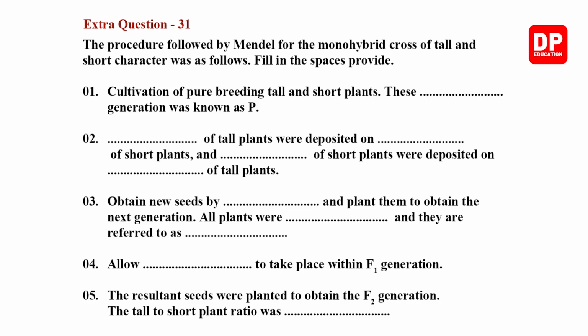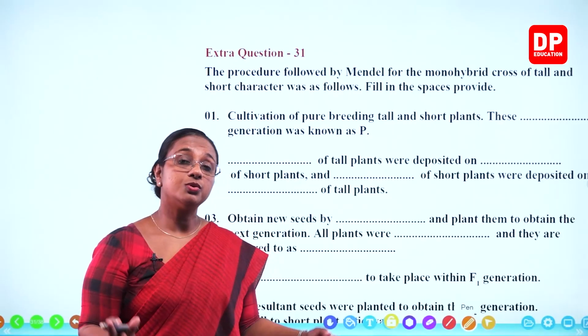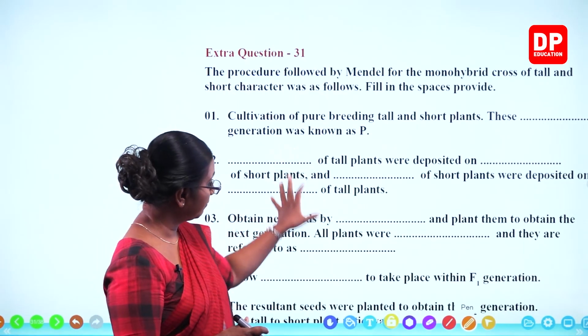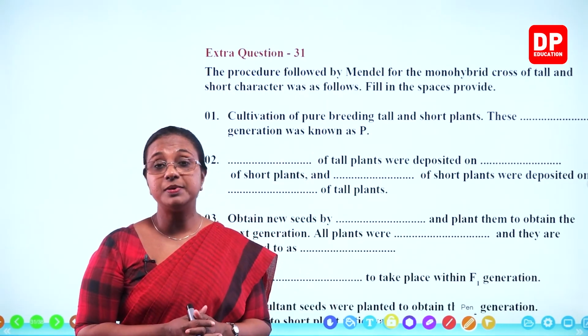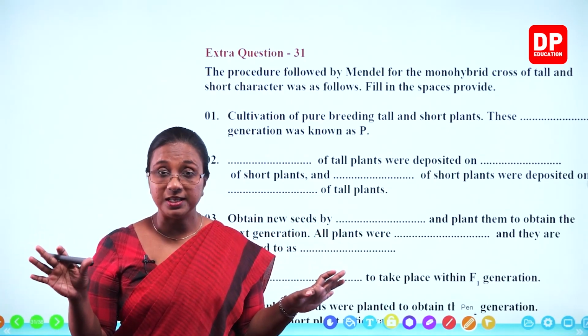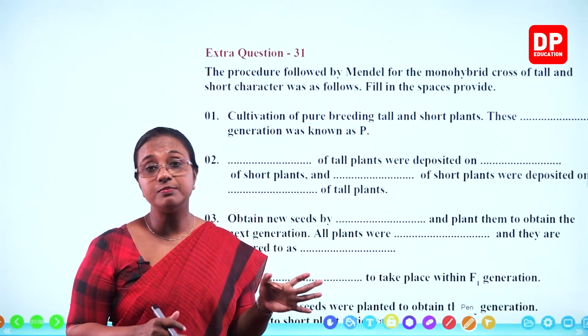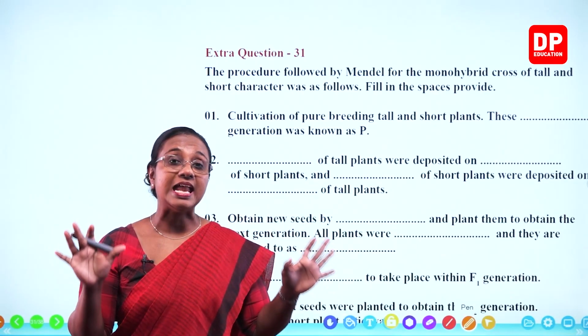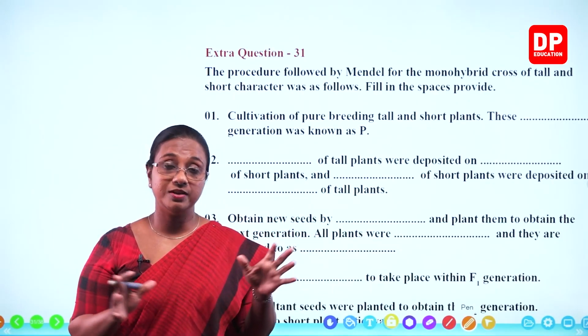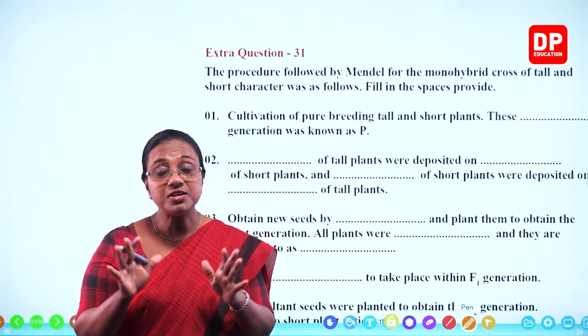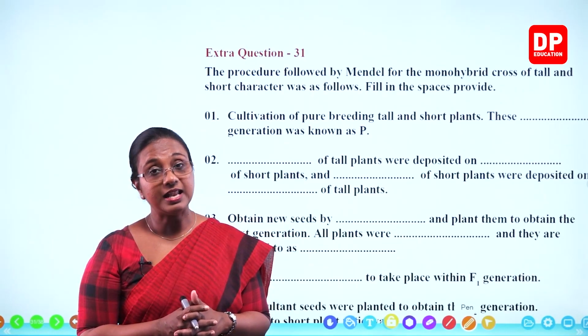Question number 31, extra question 31. Here, the procedure followed by Mendel for the monohybrid cross of tall and short character was as follows. Fill in the spaces provided. So what was the procedure he followed before we fill in the spaces? Just recall the procedure. He chose a particular character, that is why it's a monohybrid cross, tall and short plants, and they had to be pure breed plants. They were the parents, and there was cross-pollination carried out among them.